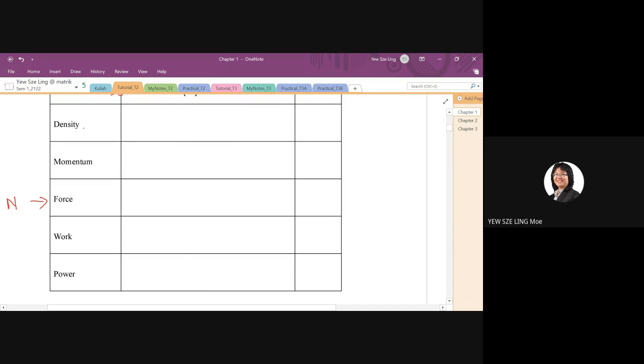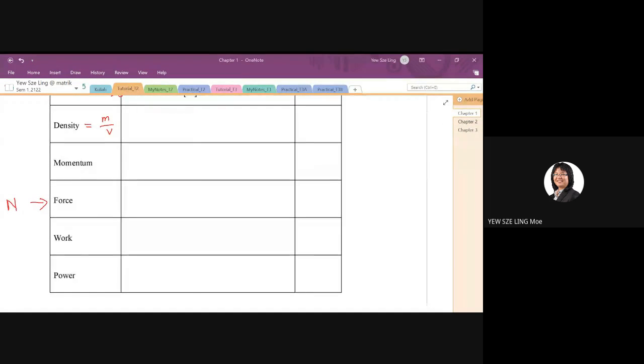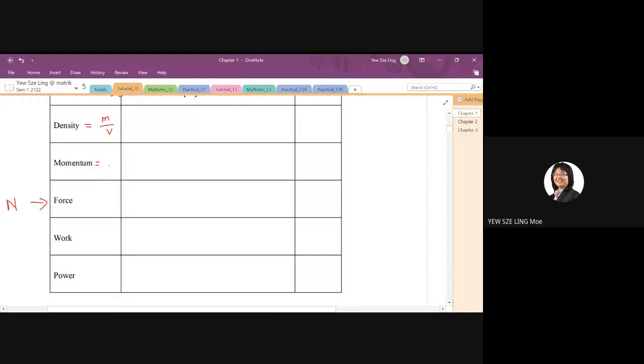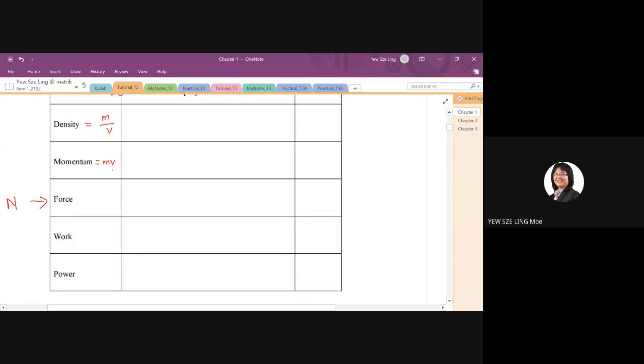So density, the equation is mass over volume, m over V. Momentum is mv, mass times velocity. So these two v are different. In density, this capital letter V is volume. In momentum, this small letter v is velocity.